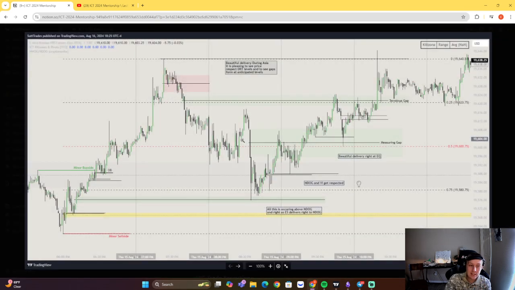Here we had a nice Asia session. This was very beautiful, in my opinion, actually. So we have market opens here. We have a new day opening gap higher.